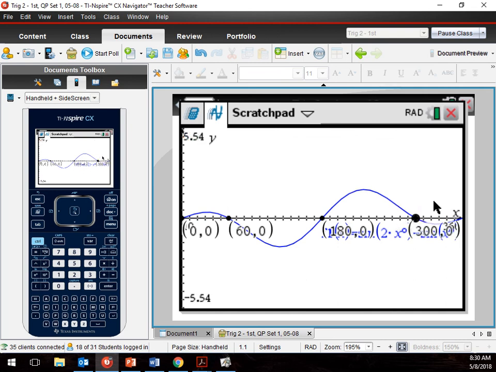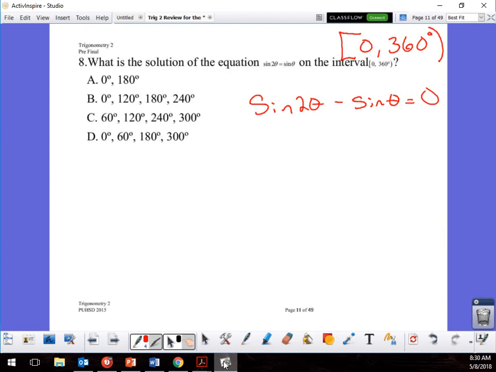Okay, my answers are 0, 60, 180, and 300. Is that D? I think so. All right. Questions? I'm hoping you guys are actually going through and plugging this in as we're going, because this is the key thing to this.